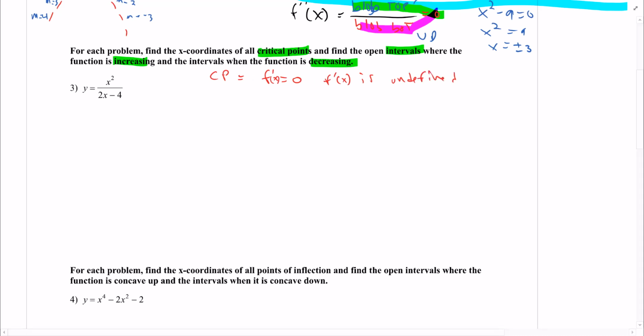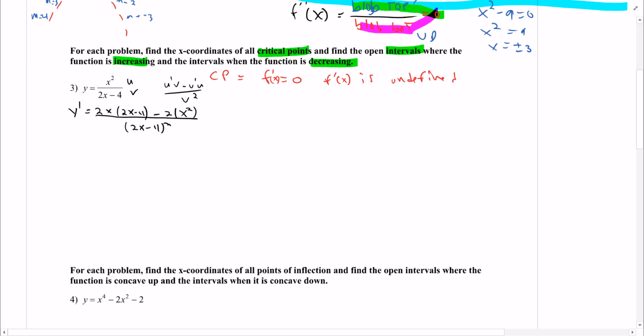So let's go ahead and take our first derivative, right? Our first derivative here is going to be, this is a quotient rule problem, right? So we're going to do u prime v minus v prime u over v squared. So u prime is 2x times v, which is 2x minus 4, minus v prime, which is 2, right? The derivative of 2x minus 4 is 2, times u, which is x squared, all over v squared.